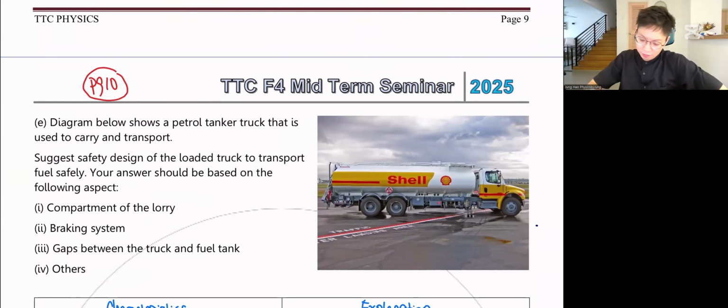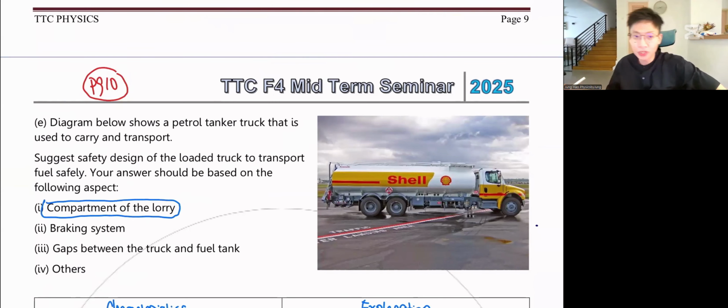Now, in an oil tanker, how should the compartment of the lorry be like? Because in your lorry here, you have one container, two containers, three, four, five containers, right? So you are going to divide them into different tanks, right? Okay, so why do you want to do this?